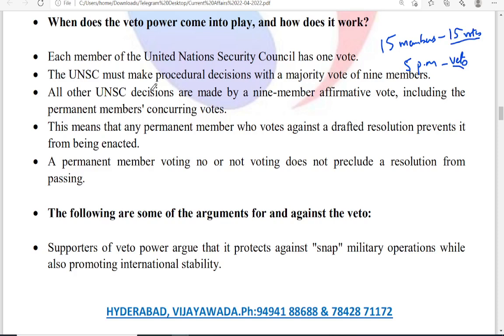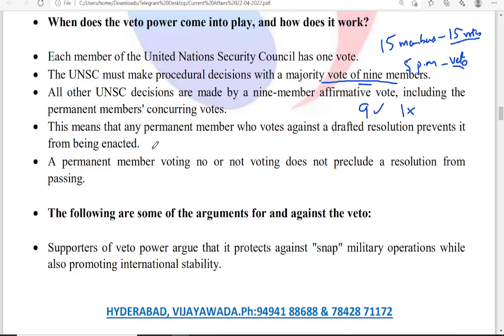The UNSC must make a procedural decision with a majority vote of 9 members. So if any decision has to be taken, at least 9 out of 15 members must agree, and then the procedure will move forward. But at the same time, not even one permanent member must disagree. That means if any one of these permanent members disagrees, then the resolution will be blocked. Any permanent member who votes against the drafted resolution prevents it from being enacted.